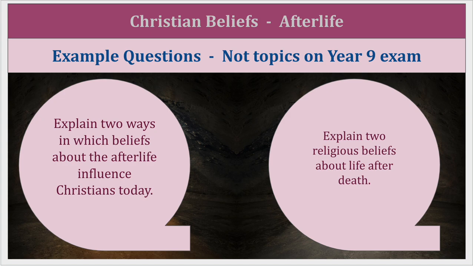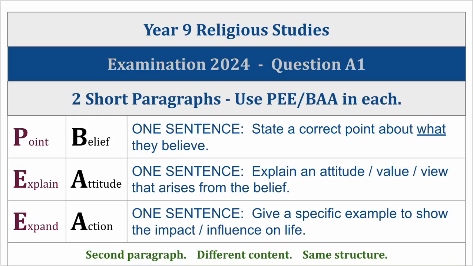Okay, so what you see on the screen here are two examples of what those section A questions might look like. The one on the left is what section A question 1 might look like, and the one on the right is what section A question 2 might look like. Now these questions are not on a topic that we've studied, but they give you an example of what that would look like. So in terms of how you approach it, for the first question you would write basically 2 short paragraphs, just 3 sentences each, and each one would be following this PEE/BAA structure.